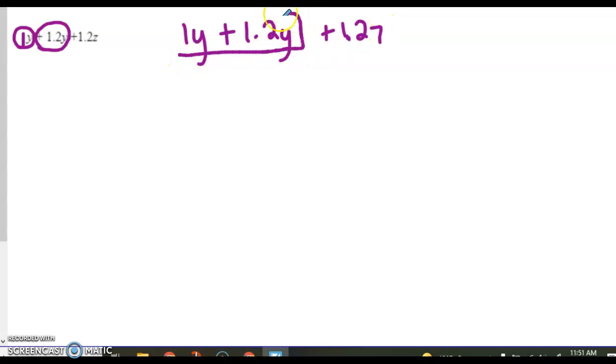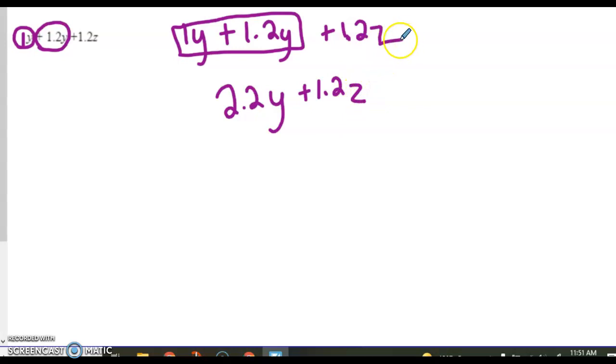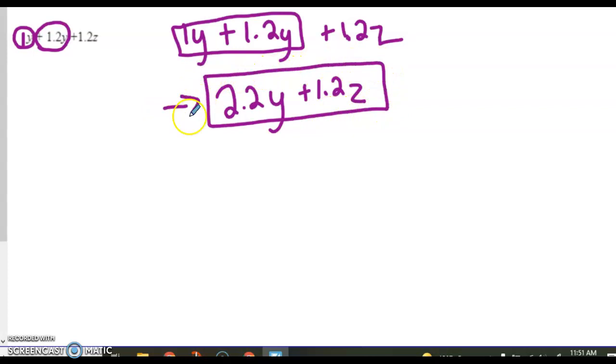So we're combining these two things. If we have 1y plus 1.2y's, that gives us 2.2y's. We don't change the y's. We don't make it y squared or anything like that. It's still y's. And then we can just bring down the 1.2z. We cannot add these together. We can't say 3.4 yz's. We can't take y's and add them to z's. Those are not the same. That'd be like saying 2 apples plus 1 orange is 3 apple oranges. There's no such thing as an apple orange. You cannot combine them unless they are like terms. So that is your answer.